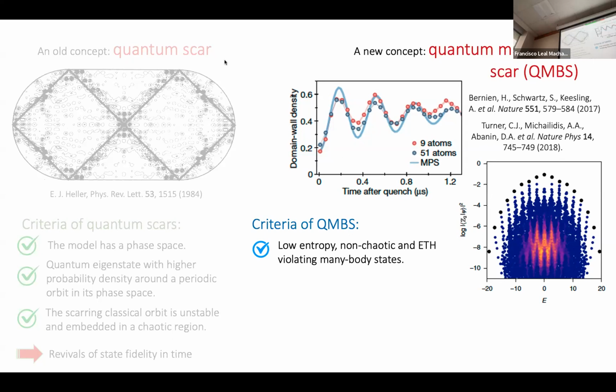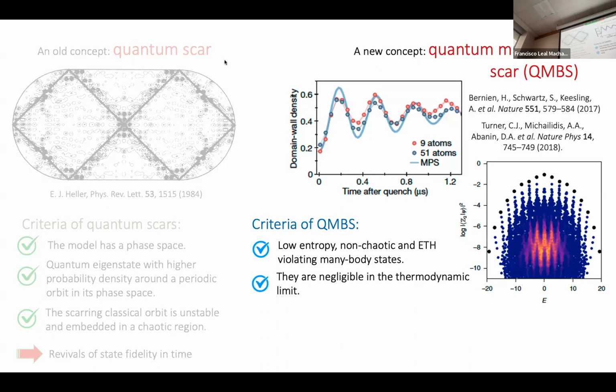But then when we look at them, actually there's a certain common denominator that brings all these works together. So I'll try to tell you about these criteria here. First of all, we find them to be low entropy, non-chaotic, and eigenstate thermalization hypothesis violating many-body states. And ETH, eigenstate thermalization hypothesis, what I mean is they're not thermalizing states. Importantly, they're negligible in the thermodynamic limit.